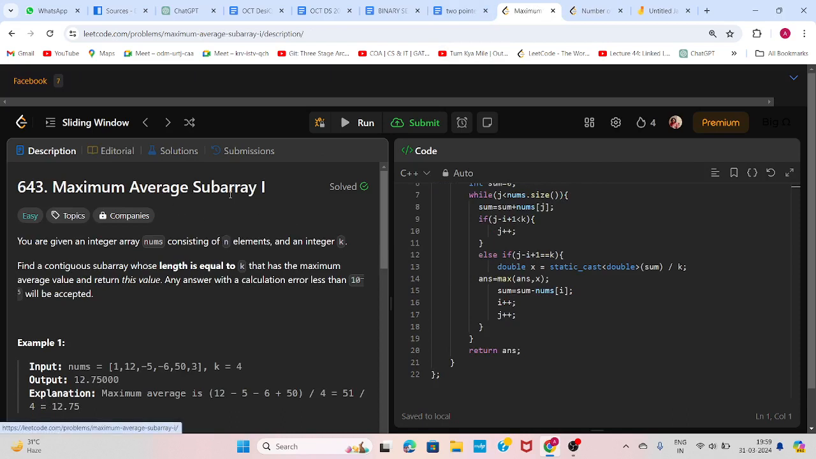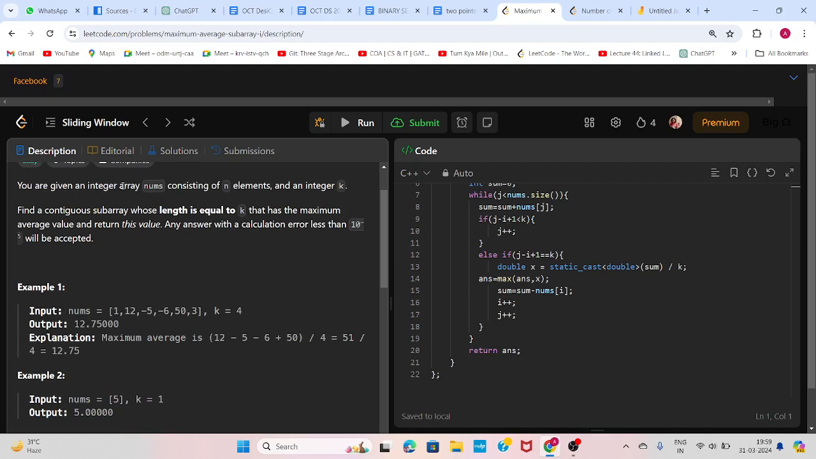So what the question is saying: you are given an integer array nums consisting of n elements and an integer k. So basically we are given an array of length n, and we are given an integer k. Now we have to find a contiguous subarray whose length is equal to k, that has the maximum average value.